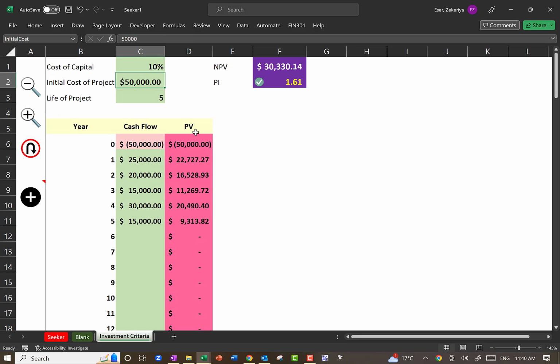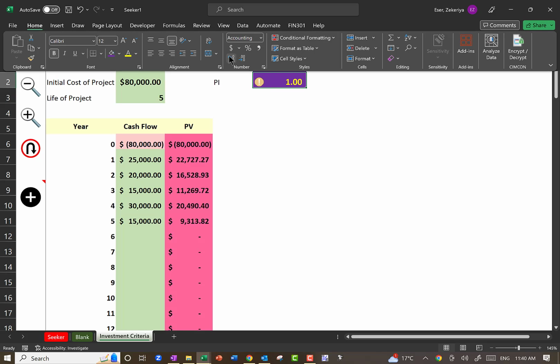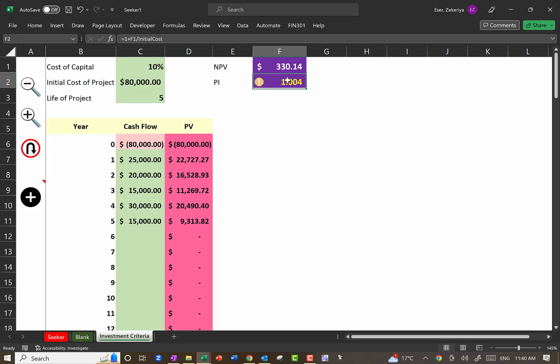For example, if this project costs $80,000, I'm going to have a yellow light. Let's increase the cost. That simply tells me, yes, it's greater than 1, but you need to be careful. It's too close. That's 81,000. It's still yellow.